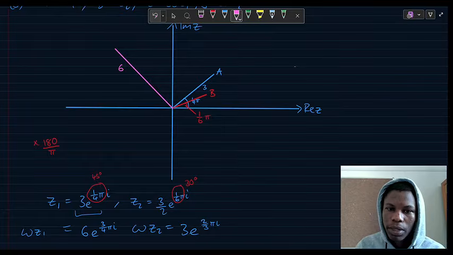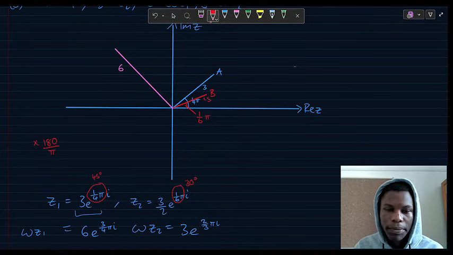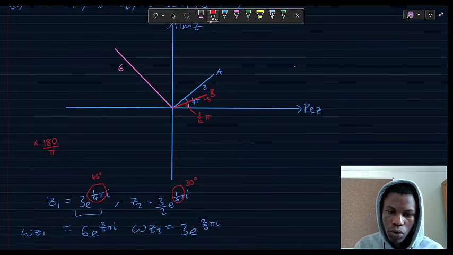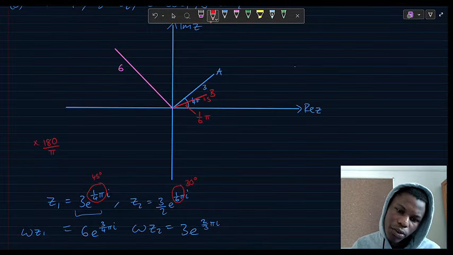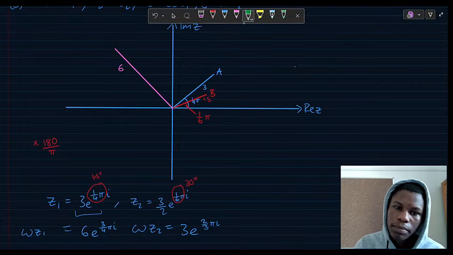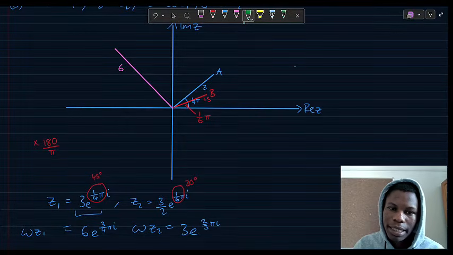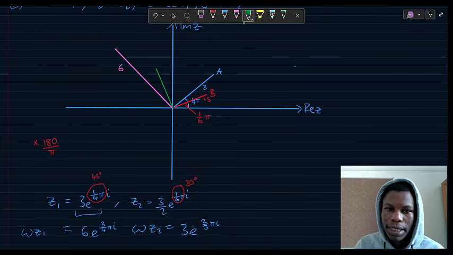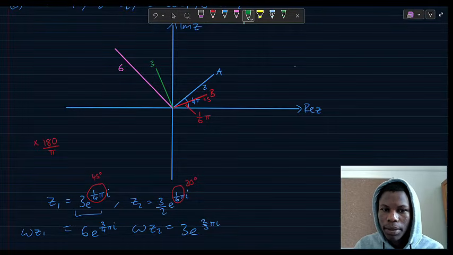And I should have labeled the green line as well. That one has to be 1.5. There's a lot of clutter here. And finally, the last one has to be omega Z2. And the angle is 2/3 pi. So 2/3 pi, pi over 3 is 60 degrees. So this has to be 120. 120 would just be less than our pink line, which is 135. And this has got a modulus of 3.